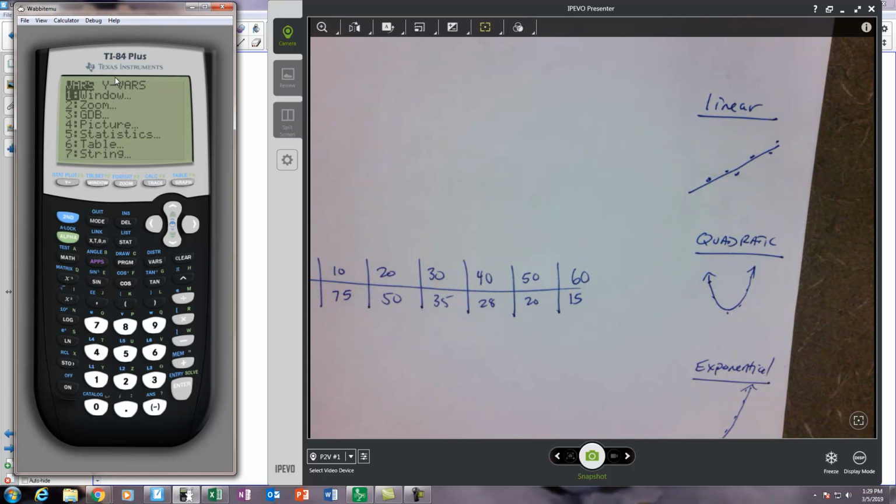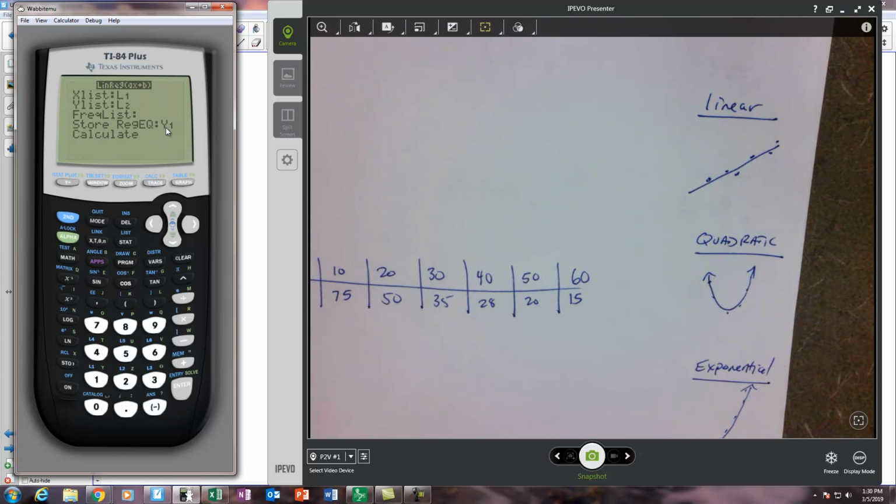I'm going to go in here. I want to pick Y variables. It's a function, and I'm going to pick Y1. So what this is going to do is take my equation and store it in Y1 in my Y equals. So now when I come down and press enter, I get this equation.